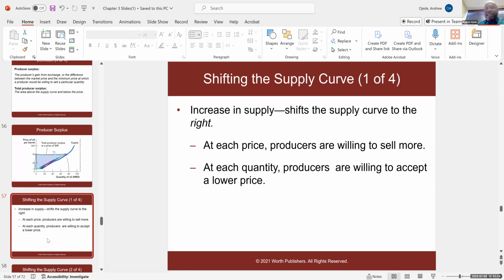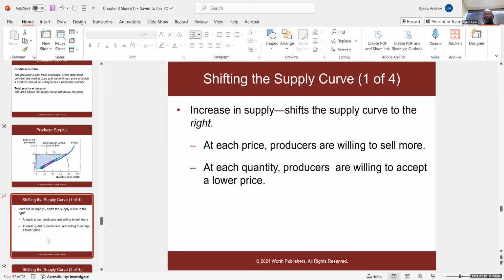Now, let's talk about shifting the supply curve. Just like price is a main determinant of demand, price is also the main determinant of supply, but not the only determinant. We already established that when the price of a good goes up, the sellers are willing to supply more of the good because that's when they make the most money. So price is the most important driver of quantity supplied, but it's not the only determinant of supply. Let me give you an example.